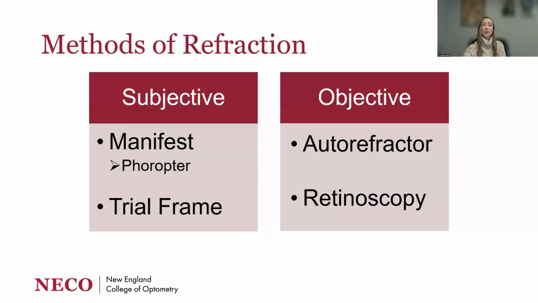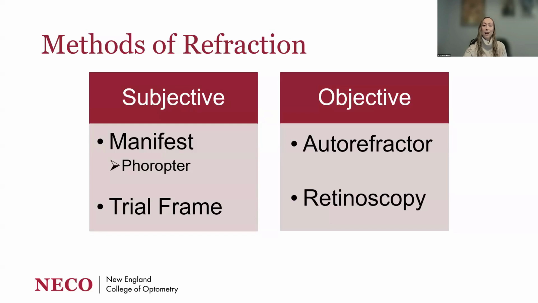Our methods of refraction are both subjective and objective. Our subjective methods include our manifest refraction, where the patient sits behind the phoropter and gives us responses based on which options appear more clear to them. And we can also perform subjective refraction in a trial frame that can be placed on a patient in any setting if they're not able to be placed behind the phoropter, and we can refract them through the trial frame itself by alternating the lenses.